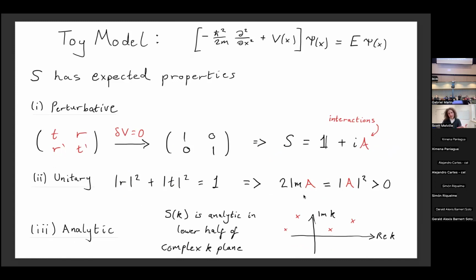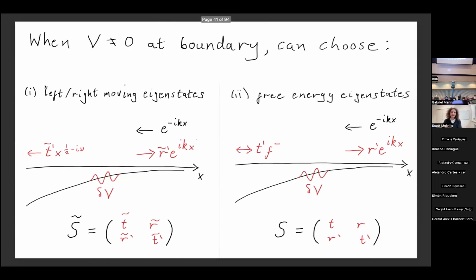Unitarity then immediately tells you that the imaginary part of the scattering amplitude is a positive number. And it turns out that this function, again, by causality arguments, is an analytic function of complex momenta in the lower half of the complex plane. So this is really the thing which is a much more natural analog of the scattering that we do in particle physics. Scott, sorry? Yes, go ahead.